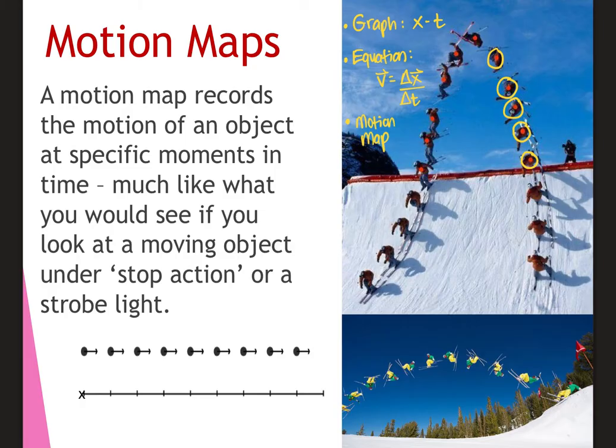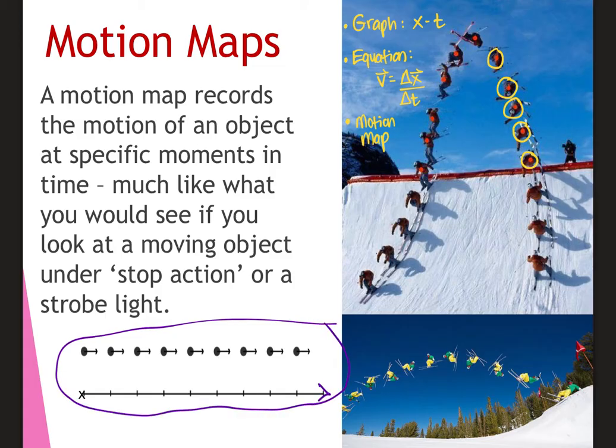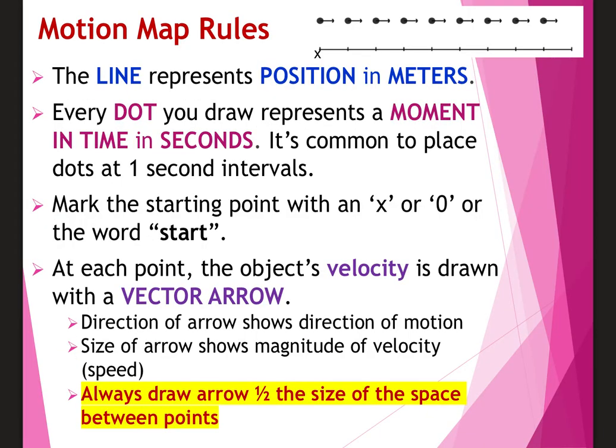It's going to look, in its simplest terms, like the diagram there at the bottom of the screen, where we're going to have a line. This is a position line, and that little X right there tells us that this is a number line, but the numbers represent the position of the object in meters, and then it's going to have dots and arrows on it. Now, let's learn how to draw these.